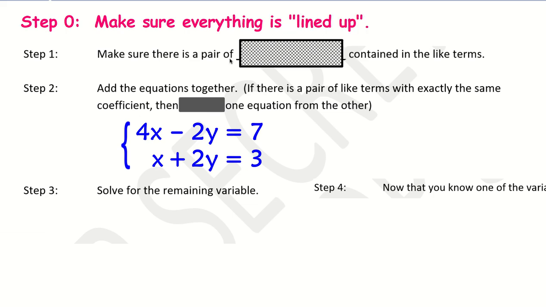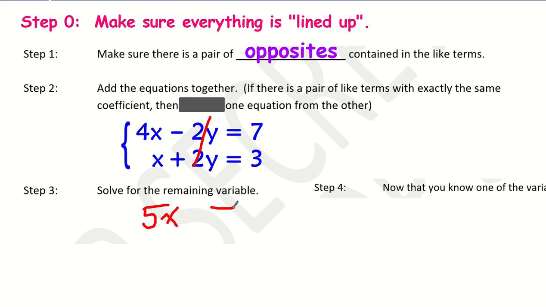well, first of all, make sure everything's lined up. You can't actually add the equations together properly unless the x's are lined up and the y's are lined up and the equal signs are lined up and the number constants are lined up. So like I've already said, make sure there's a pair of opposites. Now in this system there already is, so fantastic. So you would add these equations together. So you would add the x's together and get 5x. These cancel out. And the equal sign comes down, and then 7 plus 3 is 10.